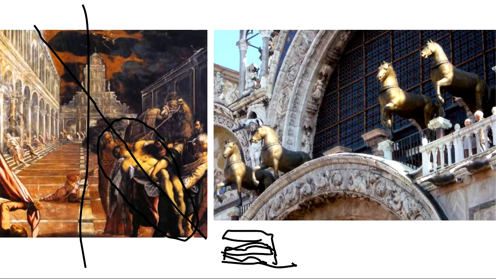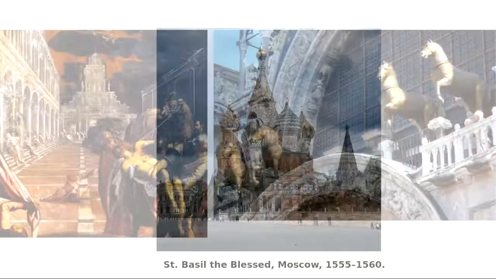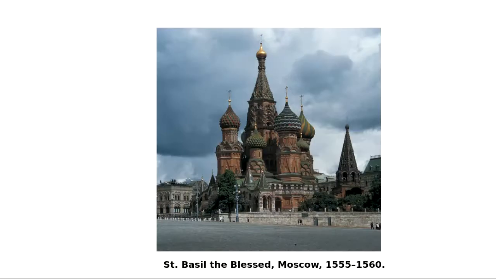Another thing that they stole is these horses here at the very top front. They stole them from Constantinople in one of the raids, which wasn't one of the good things, but it's part of the story, so it's good to know if you ever visit.